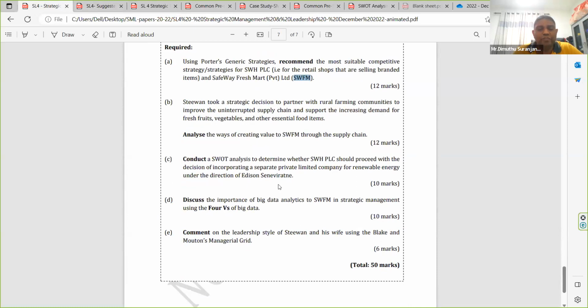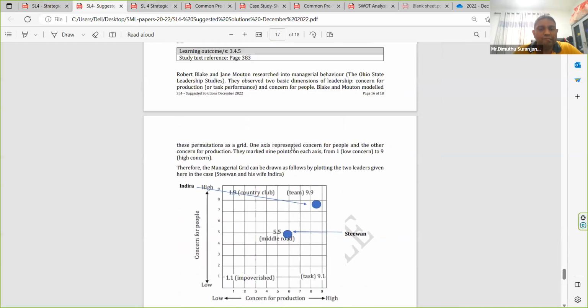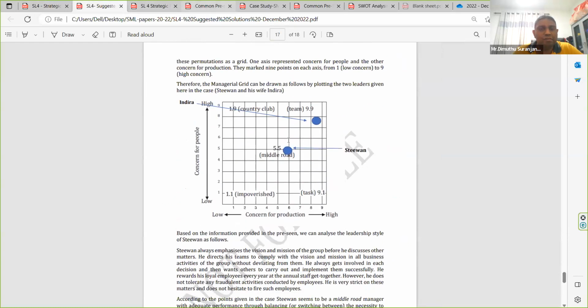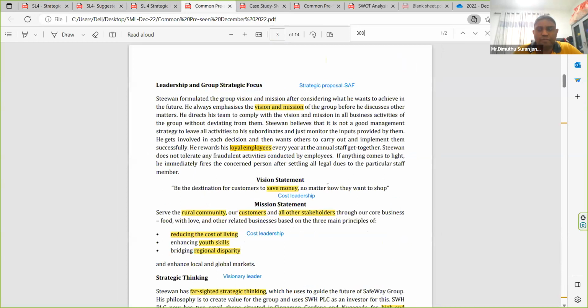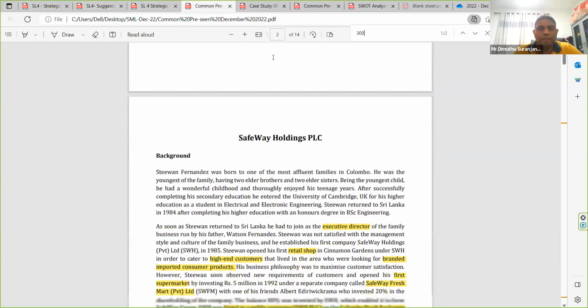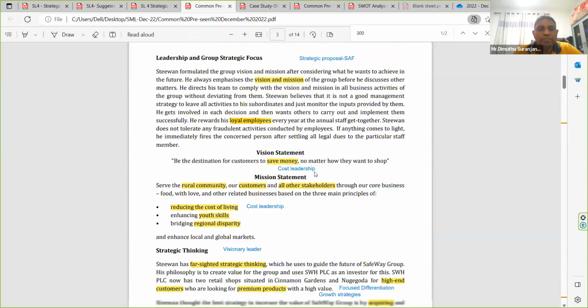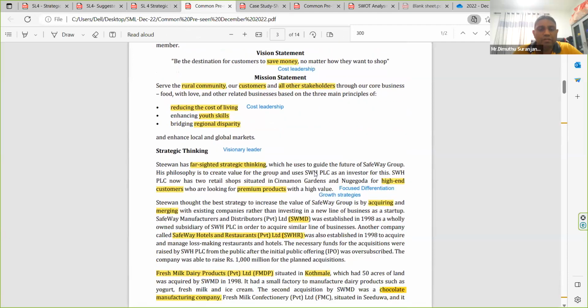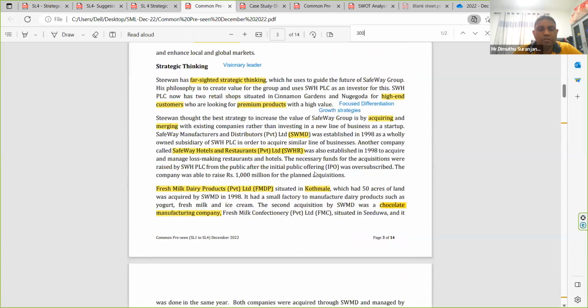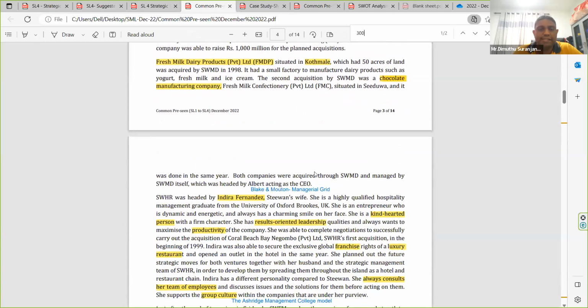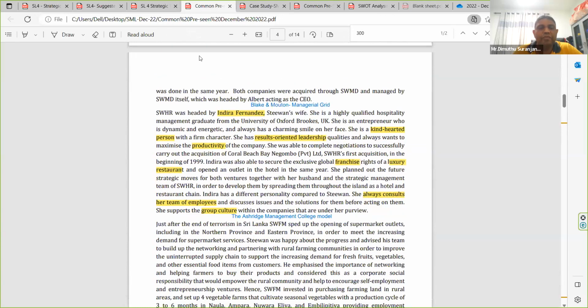His wife, no. Wife is Indira, I think. So we look at the wife's style also. Wife style. Say we are the wife. Yes, in this SWHR was headed by Indira Fernandez. See, I have identified that point, guys.